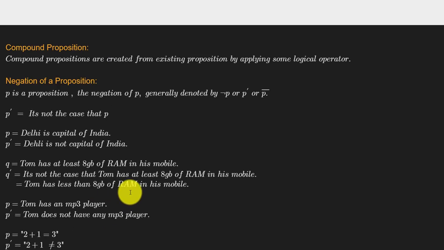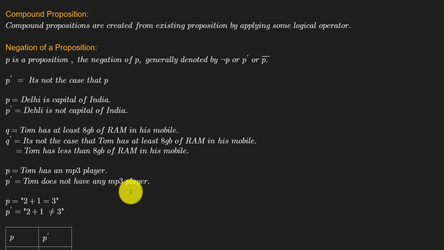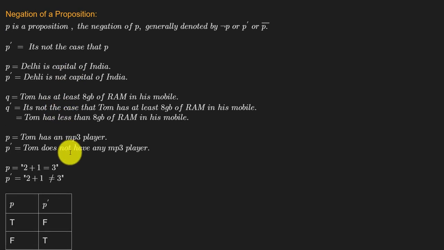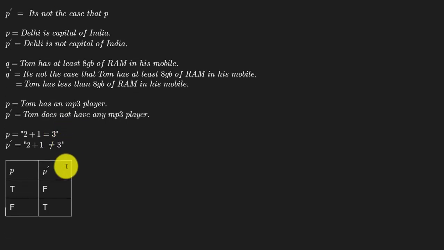If you see, this is a very simplistic way of constructing a compound proposition from a proposition. We just apply the negation operator and form the negation of P. In the next video we'll talk about some more operators we can use to construct more propositions.